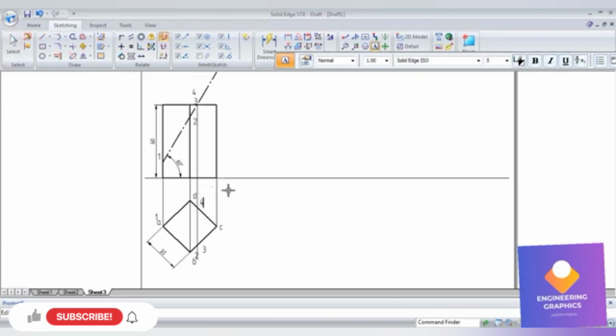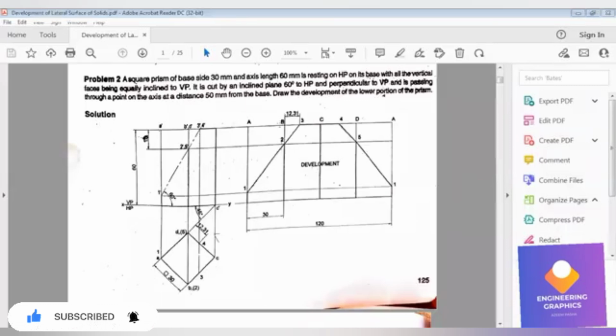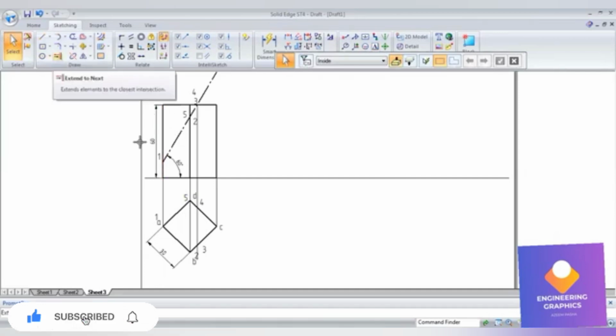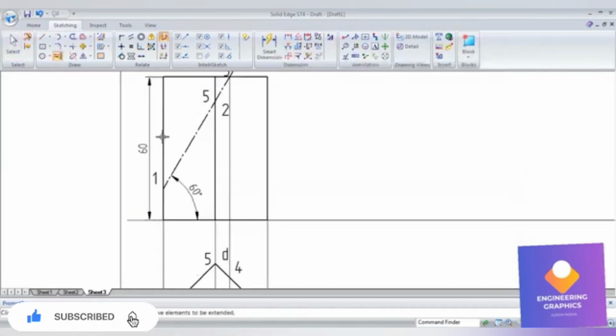We can give that as 3. Again here, point number 4 is not falling on D, it is falling in between C and D. Then point 5 is falling exactly on the vertical edge D here. Now we are done with the namings. Now we have to project it.